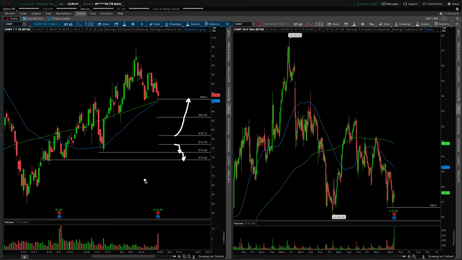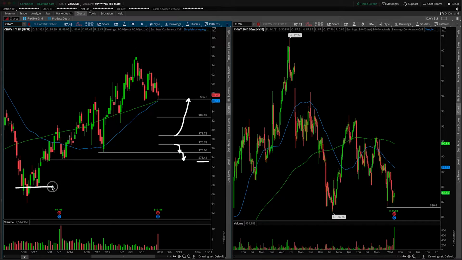So again, I'm not saying that it has to be a long-sided trade, but it would be more attractive if it was a long-sided trade as opposed to a short-sided trade here in Chewy. If 73.44 does go, let's say there's a huge momentum move to the downside, the entire market is crashing, what's the next major area that you're going to look out for?